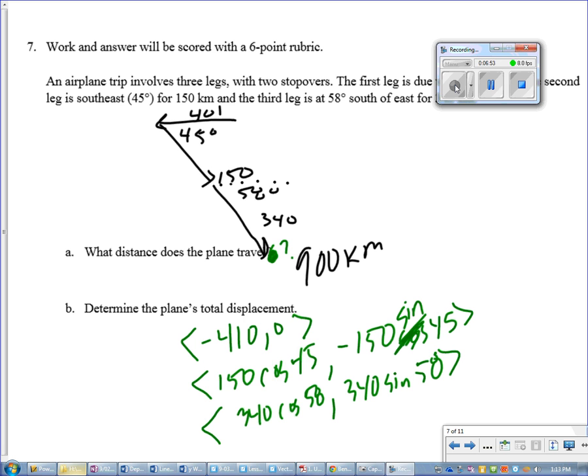So adding up our x's, we're getting negative 123.76. That's the resultant. Negative 123.76. And then the y coordinate is negative 394.40.